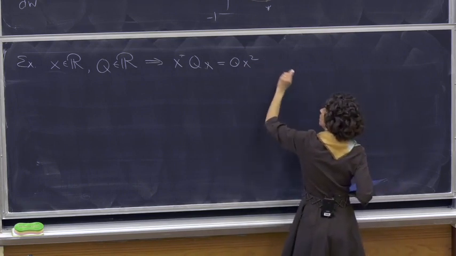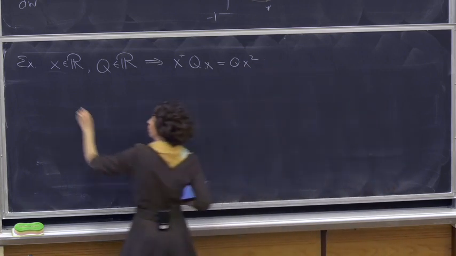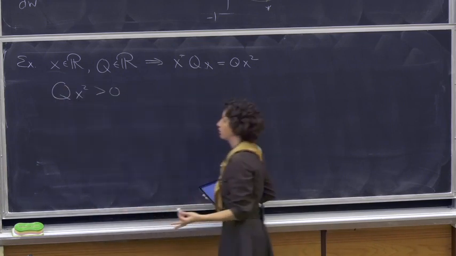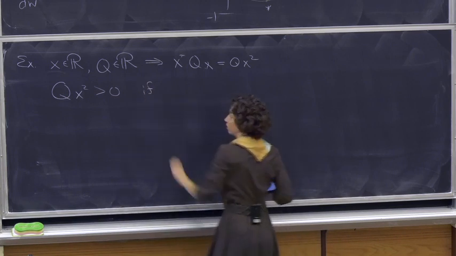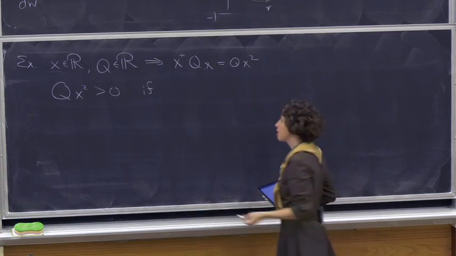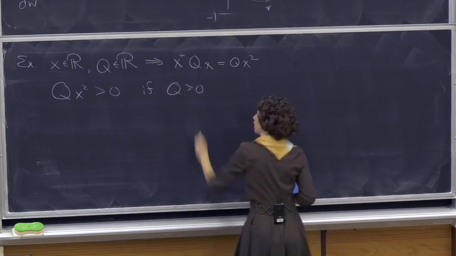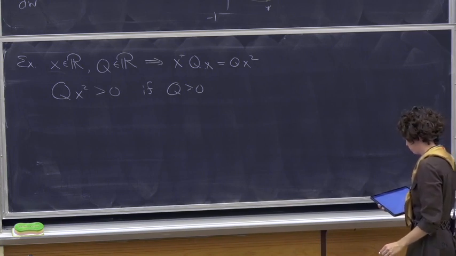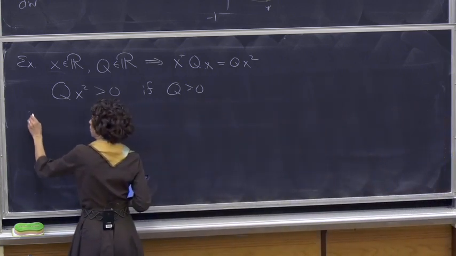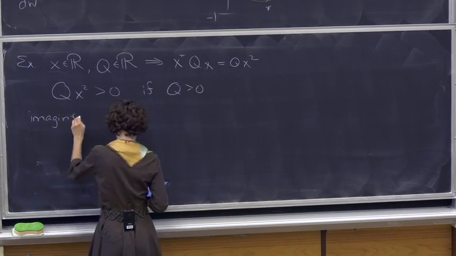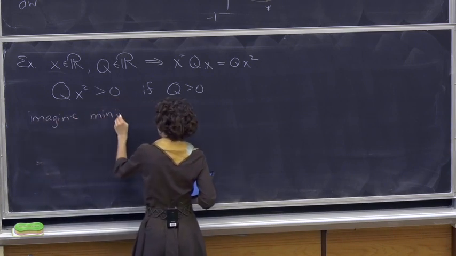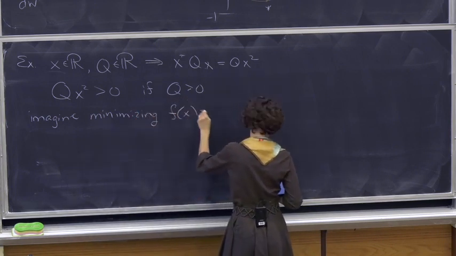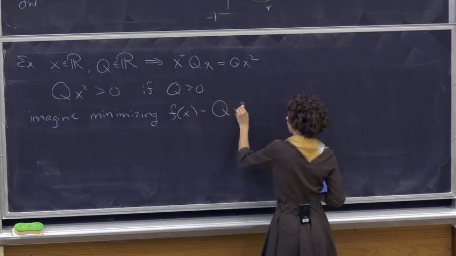And when is this greater than 0? So QX squared is greater than 0 no matter what X is, under what condition? Yeah, if Q is greater than 0. That's right. So for a scalar, it just corresponds to Q being positive. So what we could do is imagine minimizing some function f of x, which is equal to QX squared.